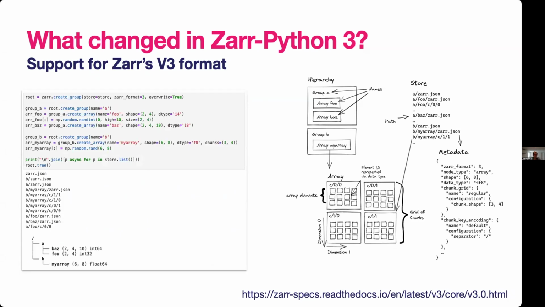So I have a couple of code examples to just show you what it looks like to use Zarr Python 3 to write or read V3 data. So here's an example. We have the Zarr library. We're going to create a new group in a store. We're just going to say it's Zarr format 3. And then we can do normal Zarr and NumPy things here.